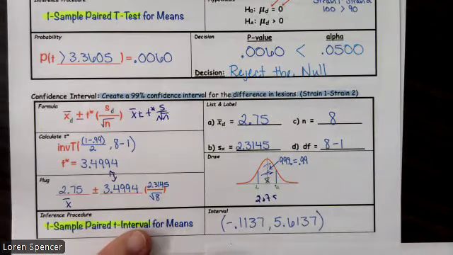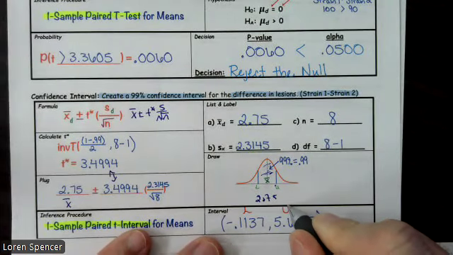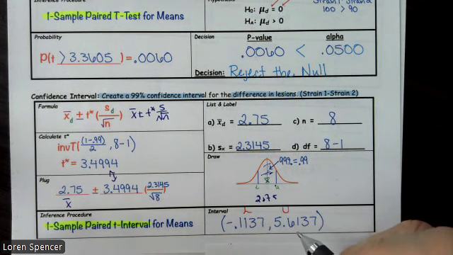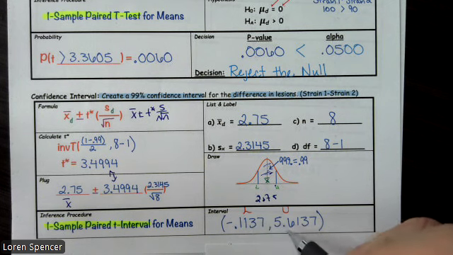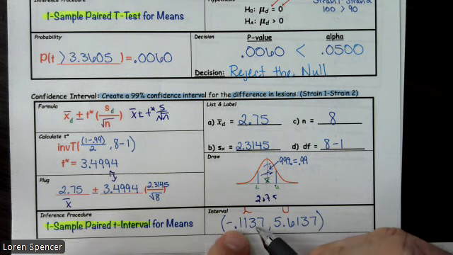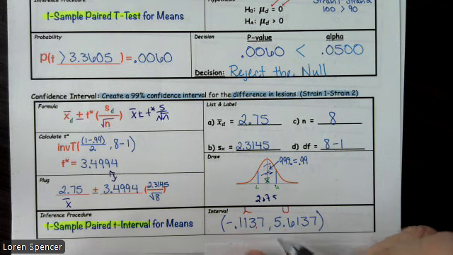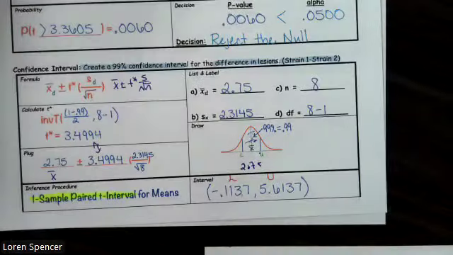And I want to say something about that. Because 0 is contained, we cannot say that there is a difference, all right? We cannot say there's a difference. Now, I will say we have more positive than we have negative, so it looks like strain 1 has more than strain 2, but because 0 is contained, we're not 99% confident. So we can't say that there is a difference between them.